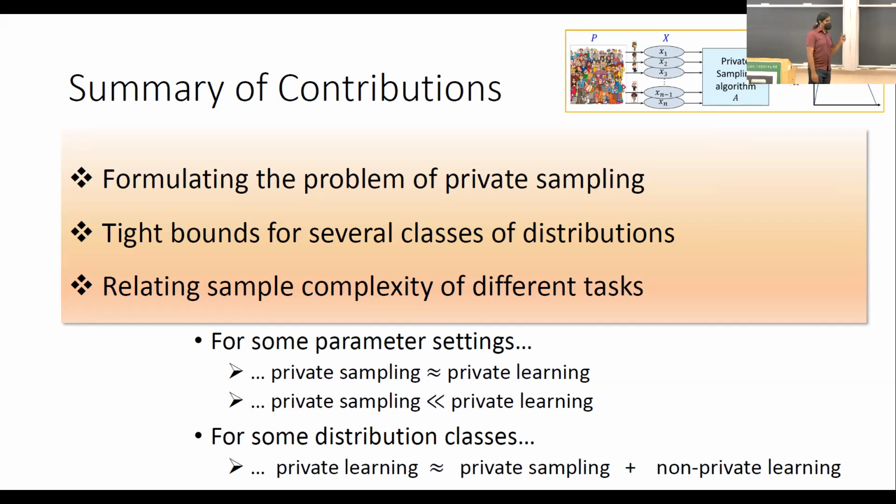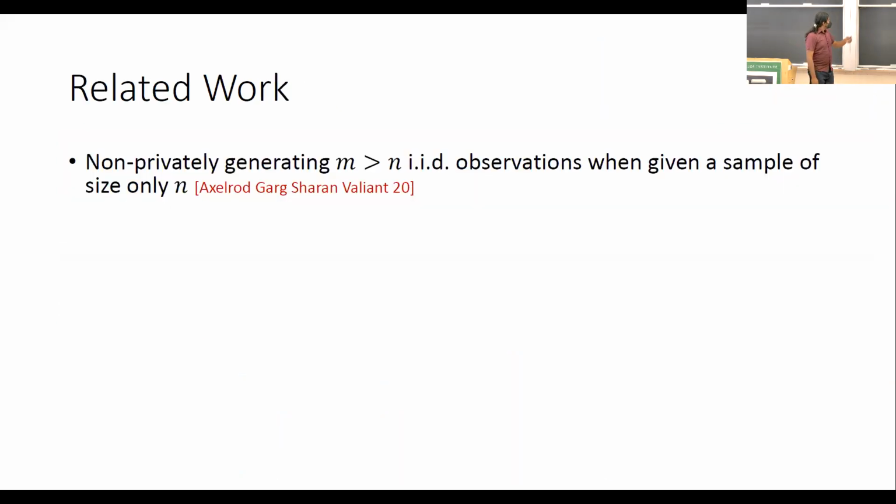Okay, so this is just an overview of our main results, and to give you a sense of what type of related work was done. What really inspired this idea was this work on sample amplification. Non-privately, the goal is to generate m greater than n IID observations when you're only given a sample of size n. So you want to amplify your data set. And this was studied in this work by Axelrod, Garg, Sharan, and Valiant.